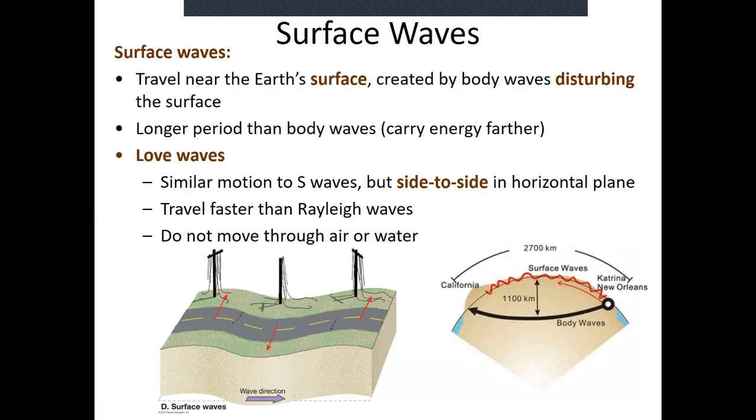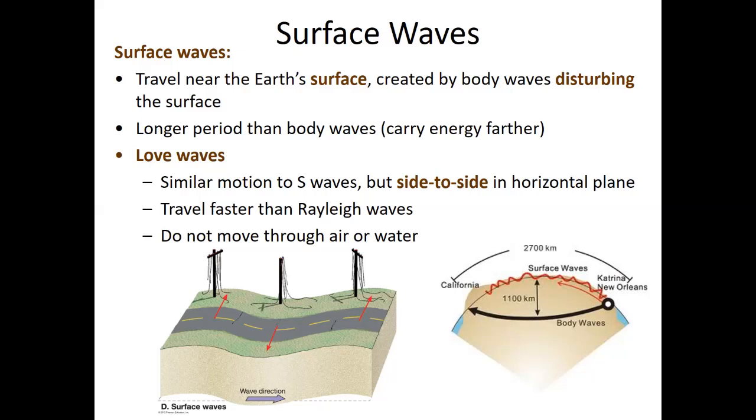Then we have surface waves. Surface waves are nothing but a bunch of body waves, like P and S waves, that travel along the surface. And what happens is they interact with each other to create these larger waves. They interfere with each other to create these larger waves. They're known as surface waves that travel along this surface. So surface waves are just a bunch of body waves interacting with each other along the surface.